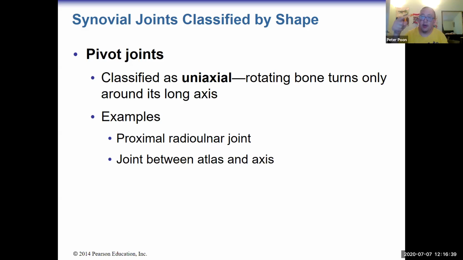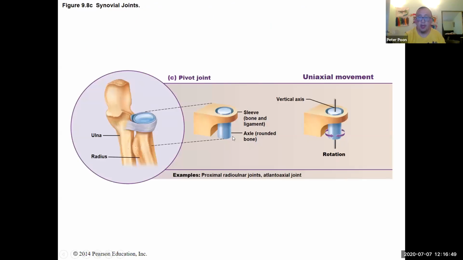Pivoting is a turn, a rotation around the long axis. So the proximal radial ulnar joint, this joint right here, is where I rotate. I can't actually rotate my wrist. When I do this, I'm not actually rotating my wrist, I'm rotating my entire forearm. What I'm actually doing is rotating my proximal radial ulnar joint.